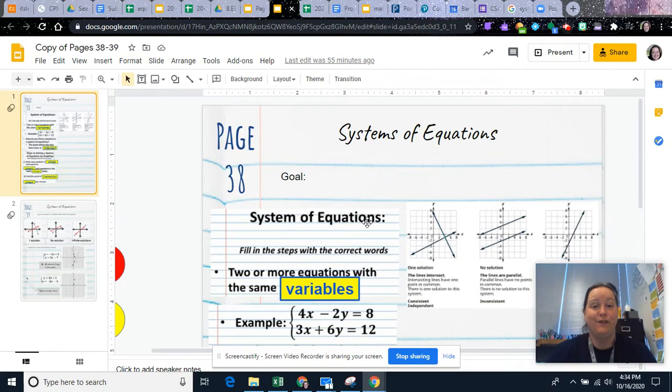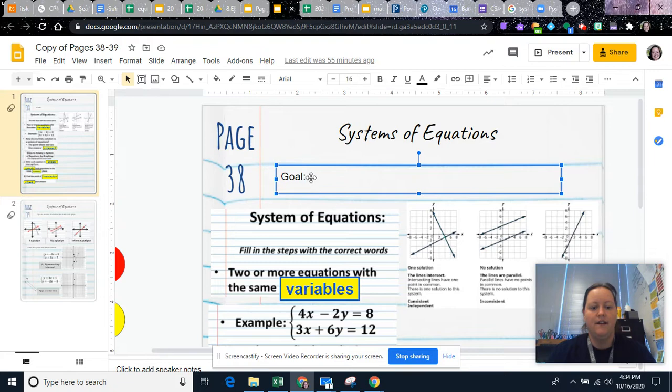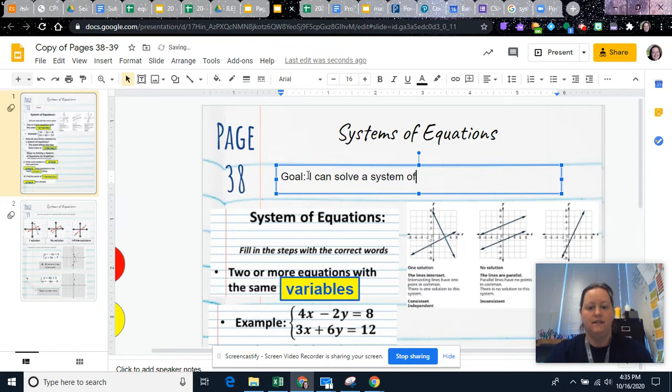Hi, I would like to give you your notes for page 38 and 39 based on systems of equations. So our goal today is I can solve a system of equations by graphing.